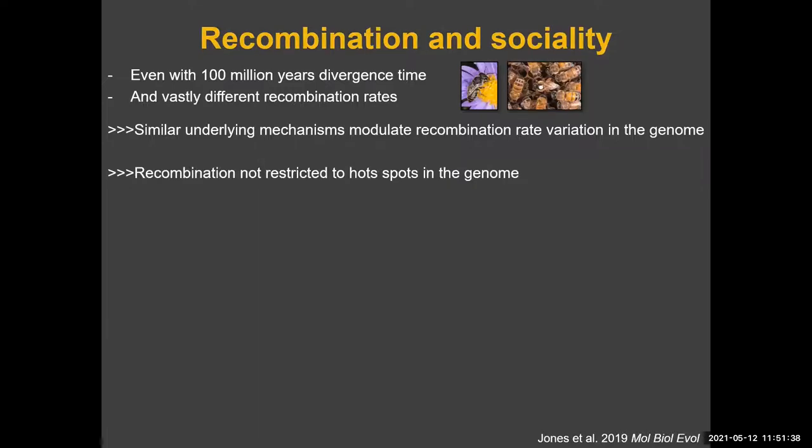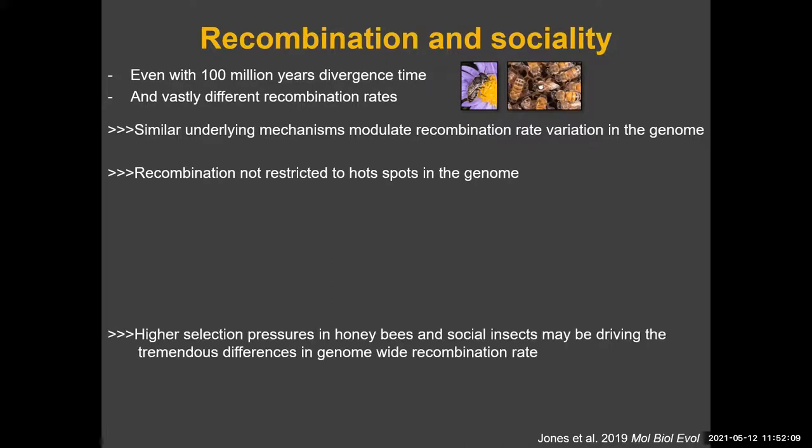And elevated recombination rates do not appear to be restricted to hotspots in the genome for either bee species. So this means that the extreme recombination rates in the honeybee have most likely come about due to mechanisms that increase recombination rate globally. So potentially selection could act on a major genetic modifier of recombination rate. And therefore, there may be an advantage of high recombination rate contributing to the diversity among workers in social insect colonies. So high selection pressures in honeybees and social insects more generally may be driving this tremendous difference in genome-wide recombination rates. But exactly what this selection pressure is still needs to be determined.